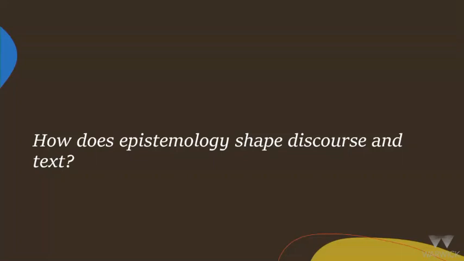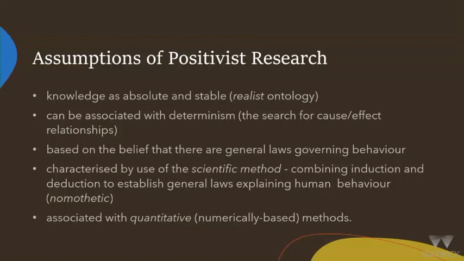So just before I talk about the positivist articles, I'll review the assumptions of positivist research, which we all know: knowledge is absolute, stable, and based on a realist view of the world. It can be associated with determinism or the search for cause-effect relationships. It's based on the belief that there are general laws governing behaviour, characterised by the use of the scientific method, combining induction and deduction to establish general laws, and associated with quantitative or numerically based methods. So effectively that was the epistemological background to 5 of the articles, and what I found interesting was how it influenced the structuring of information in the writing.